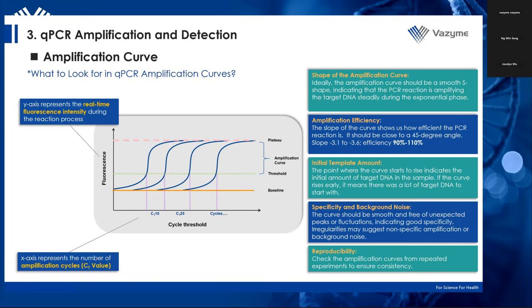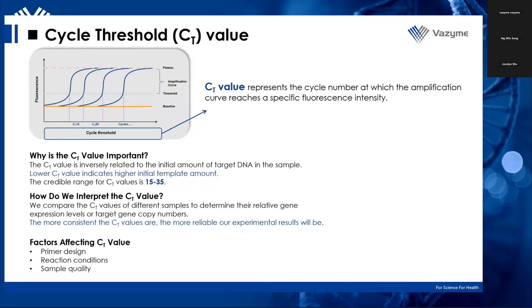So that would require additional troubleshooting. Next is reproducibility. Usually when we do qPCR, we'll do replicates. We'll do 3 replicates to make sure that the results are consistent. Okay, next we'll talk a little bit more detail about the CT value.